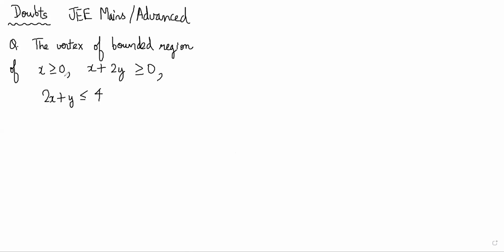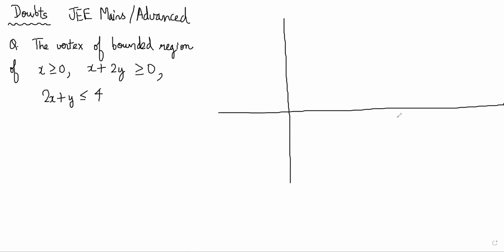This one was the first one, right? Yeah. So we have to find the bounded region of these three inequalities. So we'll try to draw the graph. x is greater than 0, this region, and x plus 2y is greater than or equal to 0. First, we can draw the graph of just x plus 2y equal to 0. That is basically y is equal to minus x by 2. So it will be somewhat like this.